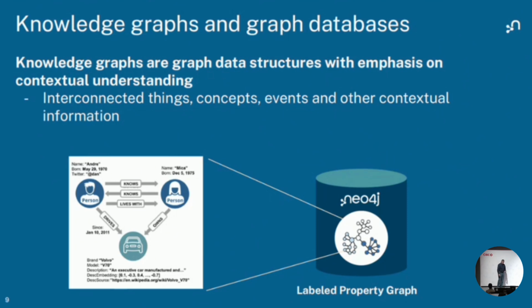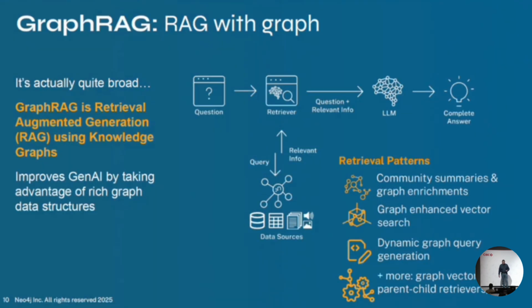And when you think about knowledge graphs, like I said, knowledge graphs are the same graph data structures with emphasis on contextual understanding, and context is what you need to get relevant or accurate answers in your GenAI applications. And Neo4j is a database that helps us to build these knowledge graphs. Once we have the knowledge graph in place, that becomes the data store in your RAG pipeline, which you can call GraphRAG, a retrieval-augmented generation using knowledge graphs.